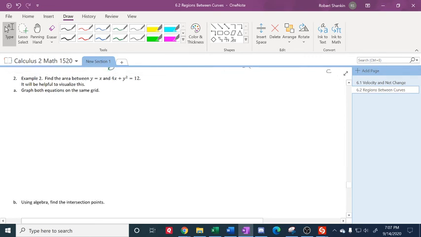Find the area between y equals x and 4x plus y squared equals 12. It will be helpful to visualize this. Graph both equations on the same grid. And this sounds like an easy task, but you may have trouble with it. So let me give you a minute with this, and then I'll go over the answer.